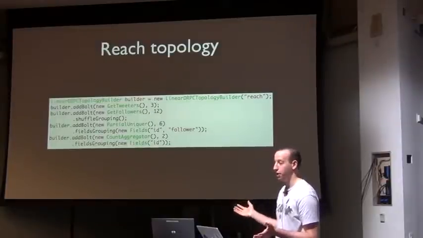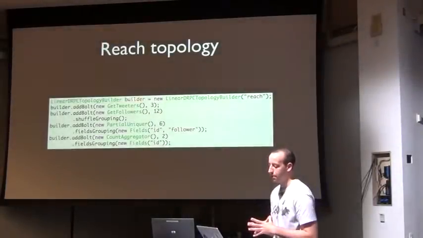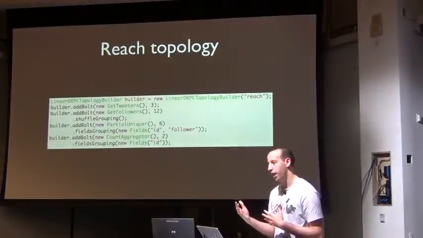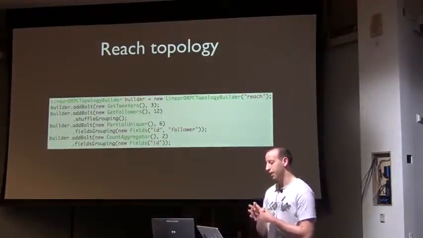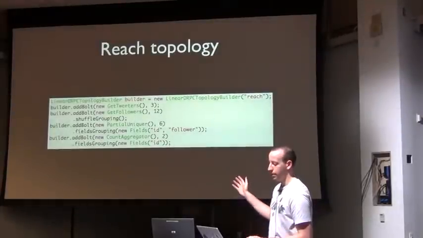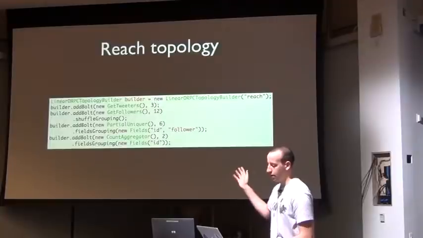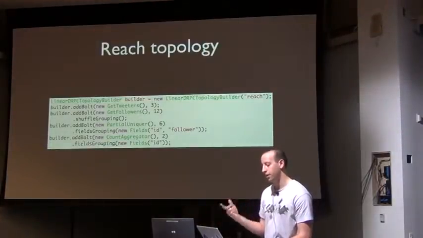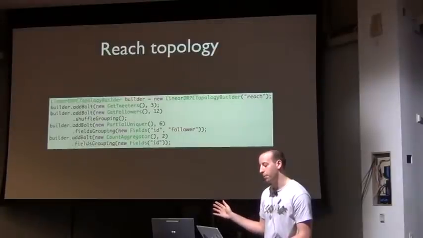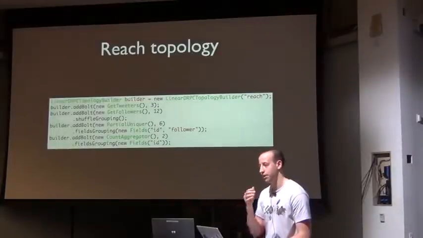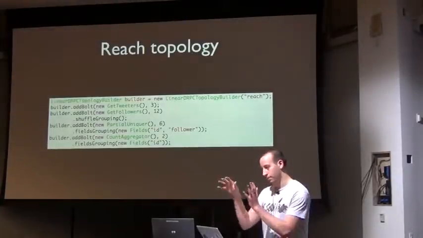And here's how it maps to code. It's pretty much exactly what I just described. Like I was saying, DRPC is a higher level abstraction on Storm. So instead of using the normal topology builder, there's a linear DRPC topology builder. We create the builder, add a bolt, which is getTweeters, add a bolt called getFollowers, which does a shuffle grouping, add the partial unique bolt, which does a fields grouping on the ID and follower, and then add the count aggregator bolt, which does a fields grouping on ID, which is the same as a global grouping for that ID.